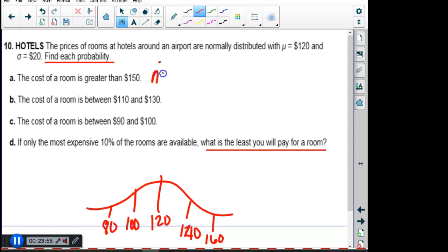We're going to use, I'll write it out, norm CDF. And then how do we say greater than 150? For the upper bound, we could use whatever you think the maximum price of a hotel room would be. It just needs to be more than 4 standard deviations, which is $80 above 120. So you could put 200 in and it would give you the same answer. I'm going to put 999, 120, and 20.